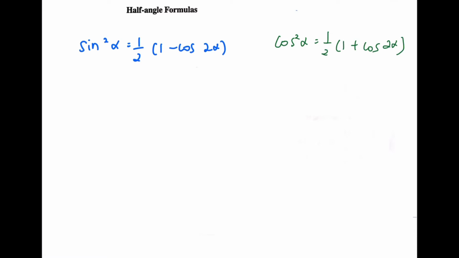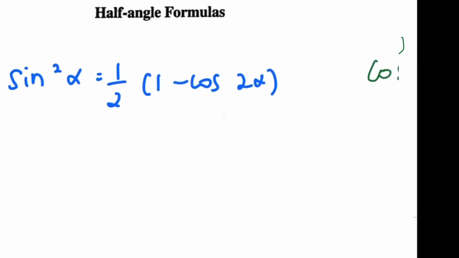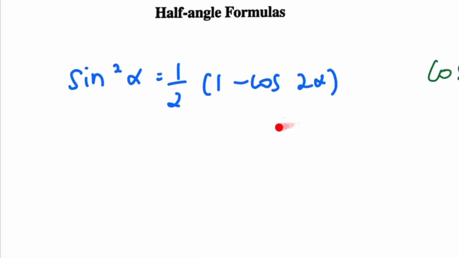Half angle formulas originate from the double angle formulas that we just used before. Now, let's focus on sine squared alpha equal to 1 over 2, 1 minus cos 2 alpha. So now, let's focus on this equation here.